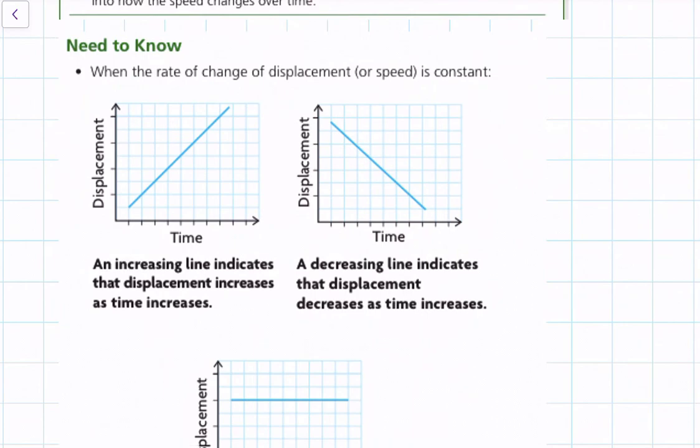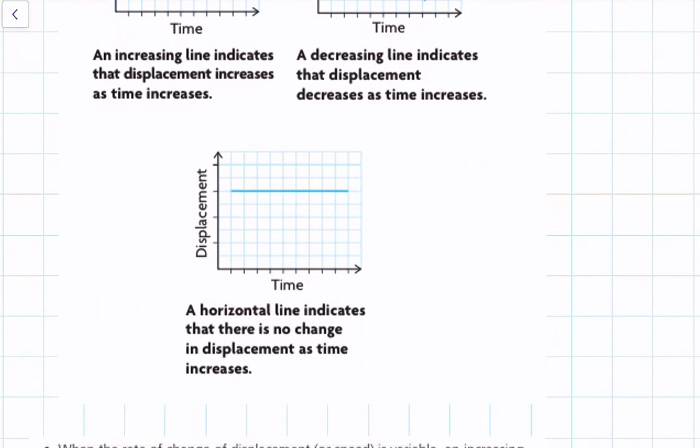So again, now we have some examples, as we discussed previously, of when to know that the rate of change or speed is constant. If it's an increasing line, the key thing here is that it's a line increasing at a constant rate, which means that the displacement increases as time increases. If the line is decreasing, that means the displacement decreases as time increases. And if it's a straight line, that means there is no change in displacement as time increases.